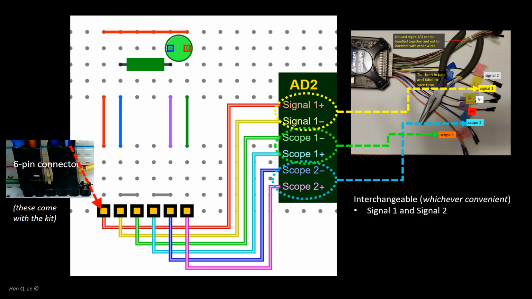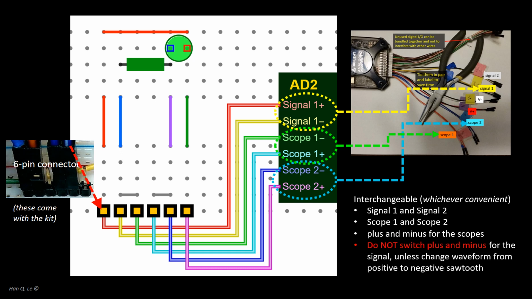1. Signal 2 can be used instead of signal 1. Then, the waveform programmed on the DG-Lent software control should be configured to output to signal 2. 2. The scopes 1 and 2 can switch places. 3. Even the plus and minus of each scope can be swapped, but the sign must be corrected after the data acquisition file is saved. 4. Do not swap the signal plus and minus, unless the sawtooth waveform programmed on the DG-Lent software control has its polarity changed.